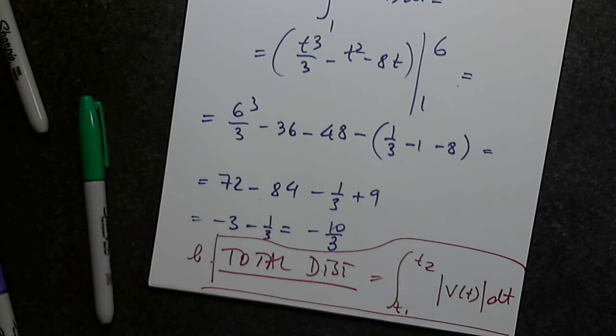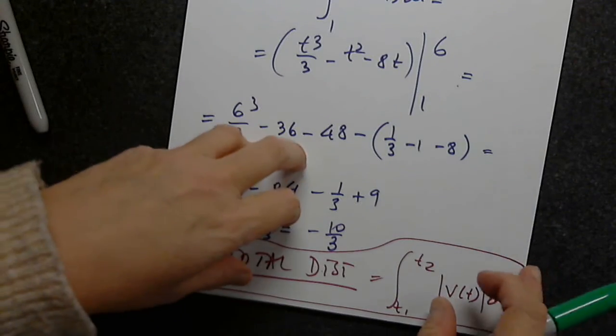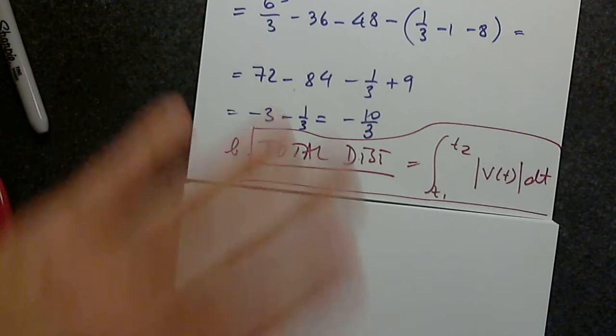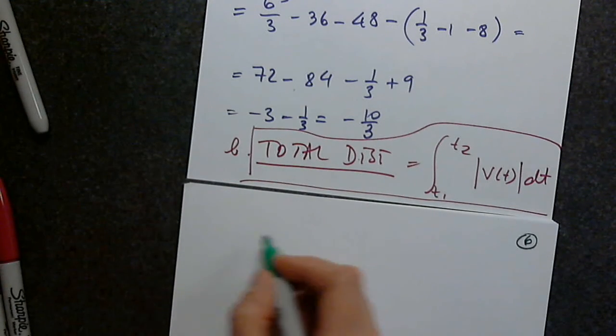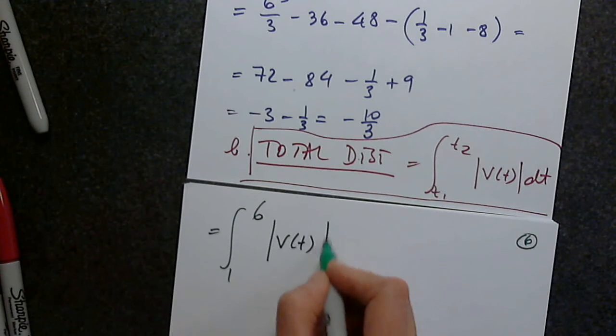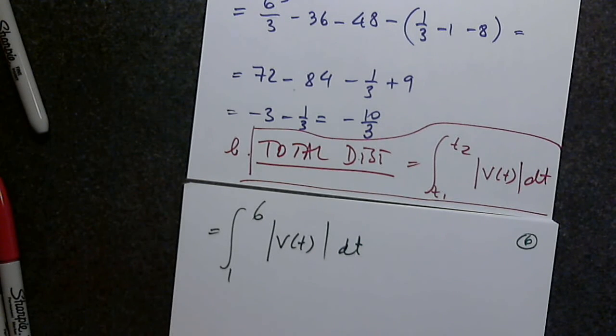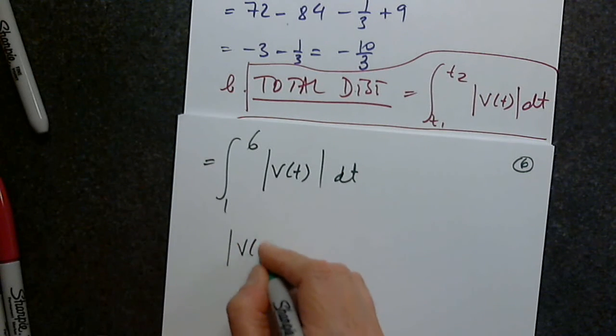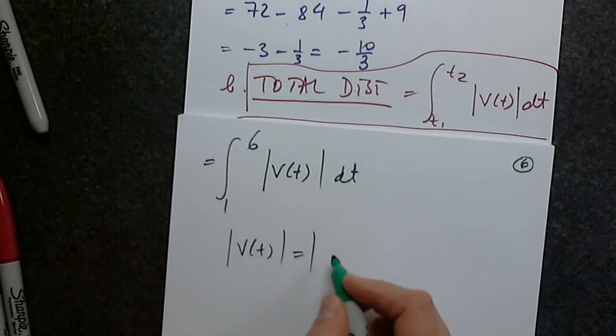We could have determined the total distance when we talked about it last time, but we didn't know integrals then. So we could have used this formula. So now how do I use this to determine the total distance covered? This is the integral from 1 to 6 of the absolute value of v of t dt. So first I have to start with the velocity function in absolute value.